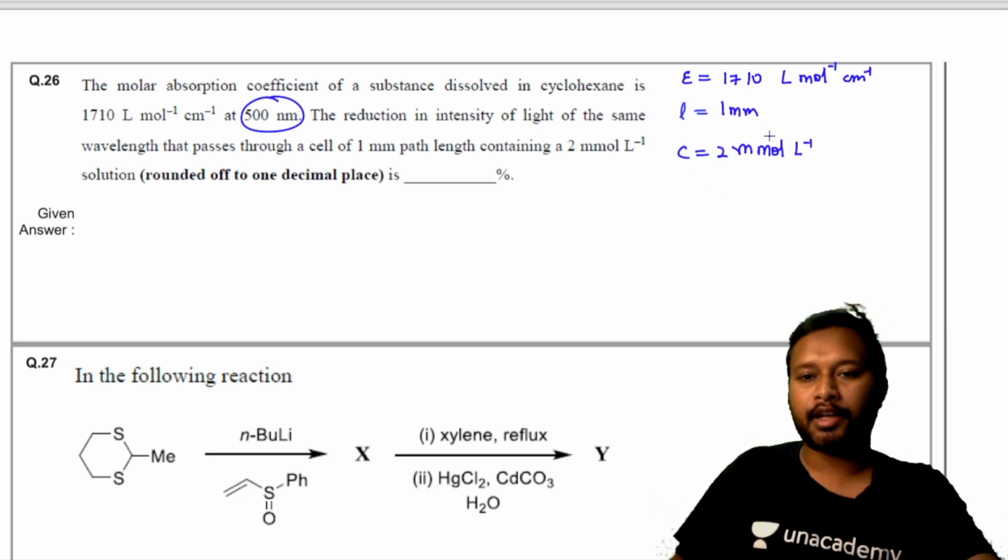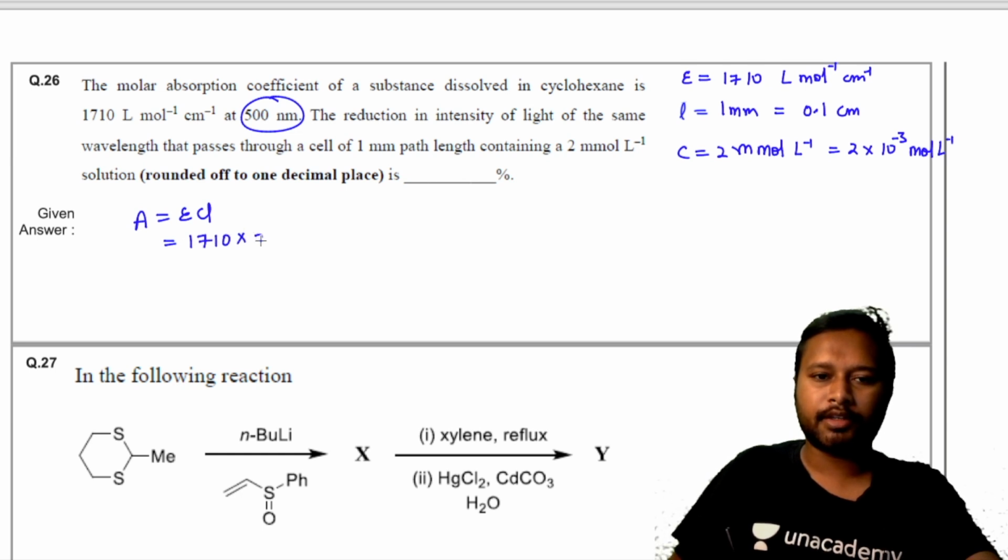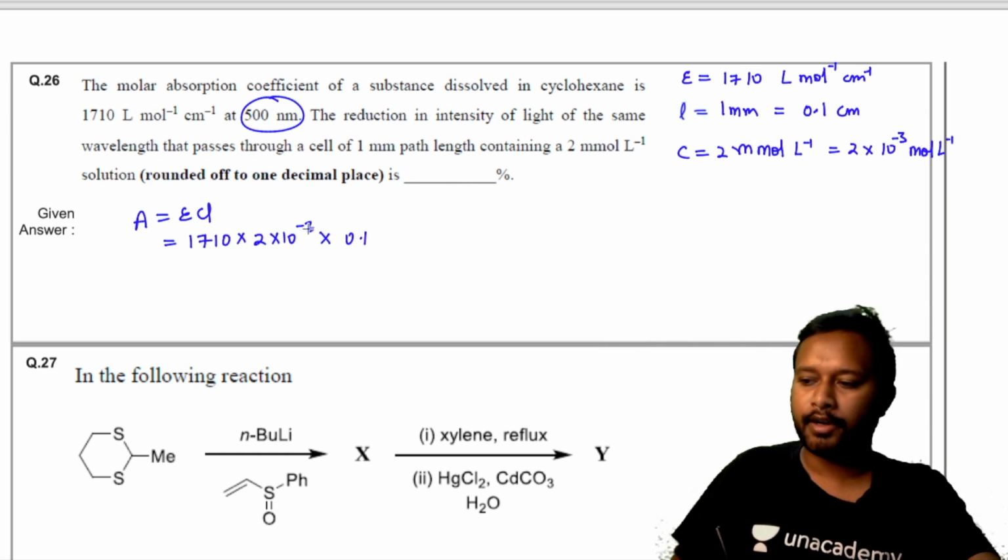So let's convert everything. First of all, epsilon is in centimeter inverse, so convert length into centimeters, that will become 0.1 centimeters. C is in millimoles, so convert that into moles, so that will be 2 into 10 to the power minus 3, now in moles per liter. Now you have everything. Put it in the formula A is equal to epsilon CL. Epsilon is 1710, C is 2 into 10 to the power minus 3, and L is 0.1. Solve this all and you will get your absorption value as 0.342.